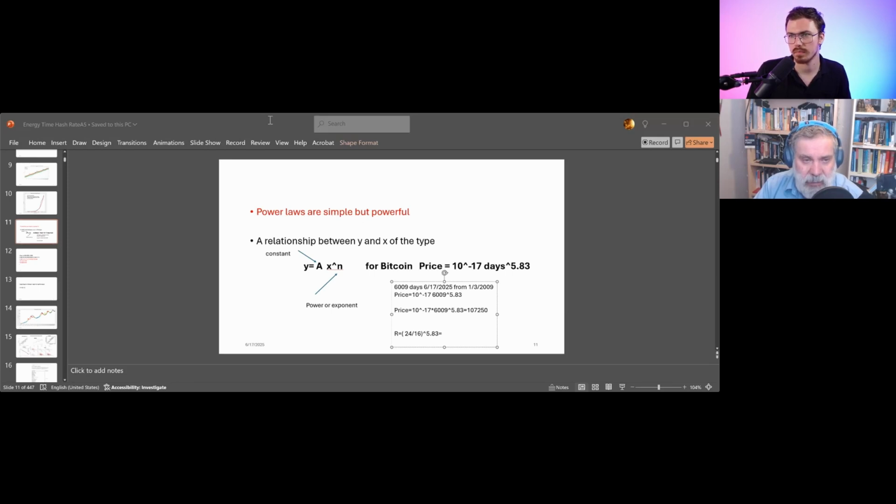We say 24 divided by 16, to the power 5.83. So that is 10.63. So Bitcoin will be 10 times, right? Let's round it to 10.63 times more valuable than now.